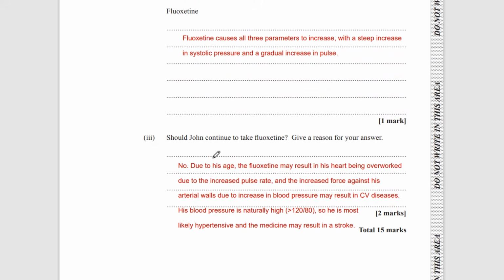John is now a young man, and he already has hypertension. So if the pressure remains high, you have a high chance again of stroke. So the fluoxetine may result in his heart being overworked due to the increased pulse rate and the increased force against his arterial walls. The increase in blood pressure may result in CVDs, cardiovascular diseases. Right, his blood pressure is already naturally high, so it might actually put him at risk for a stroke.